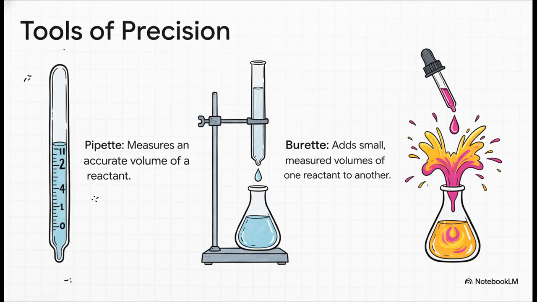You'll use a pipette to measure out a super exact volume of one reactant. Then the burette, that's that long, marked-up glass tube, lets you add the other reactant literally drop by drop. It gives you total control. And finally, an indicator acts as your chemical traffic signal, changing color at the precise moment the reaction is done.